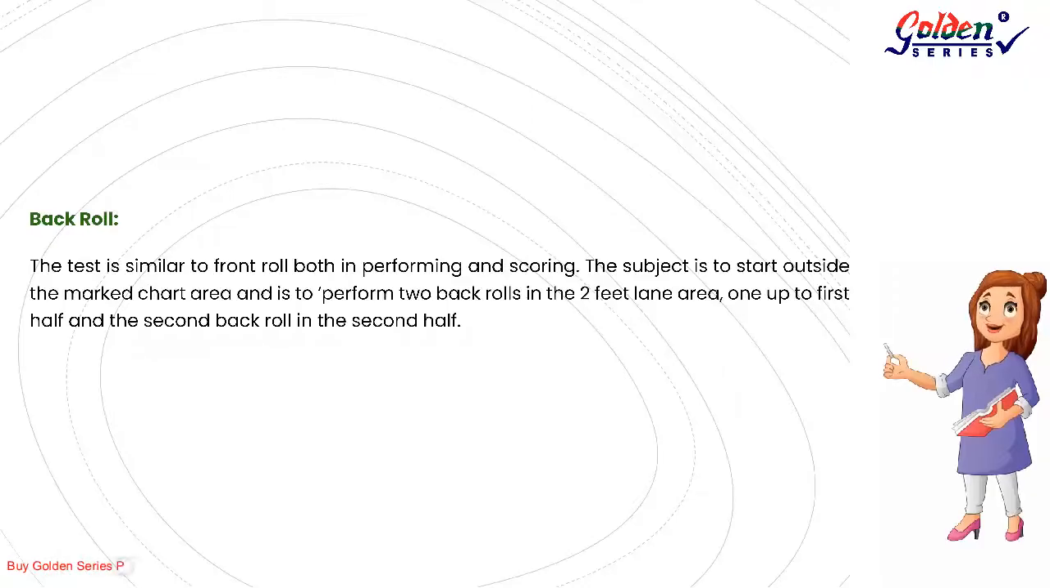Back roll. The test is similar to the front roll both in performing and scoring. The subject is to start outside the marked chart area and is to perform 2 back rolls in the 2 feet lane area, one up to the first half and the second back roll in the second half.